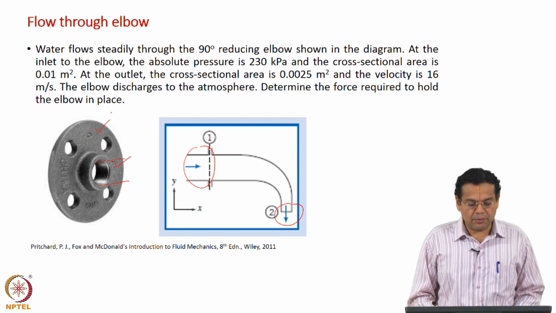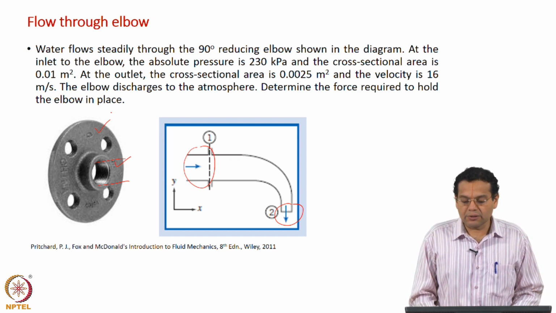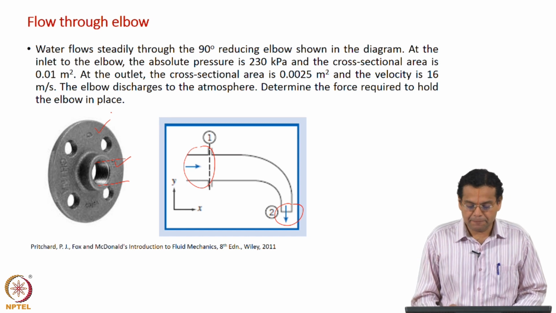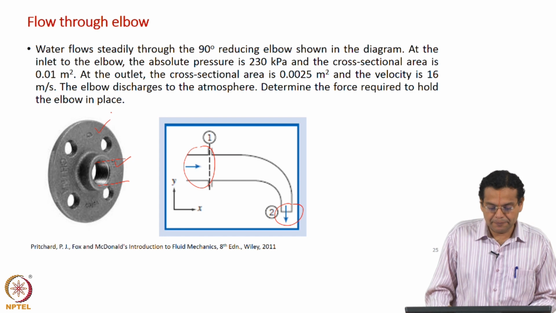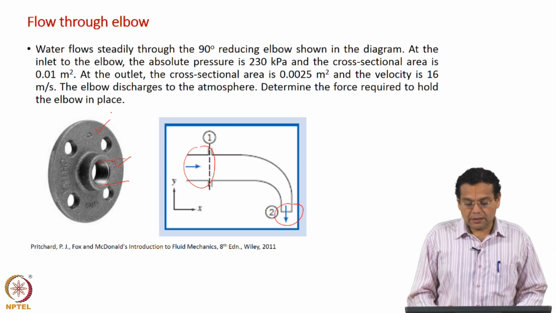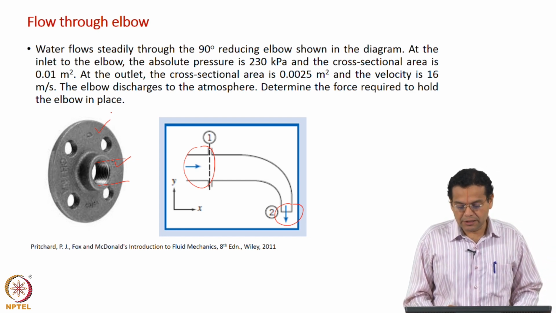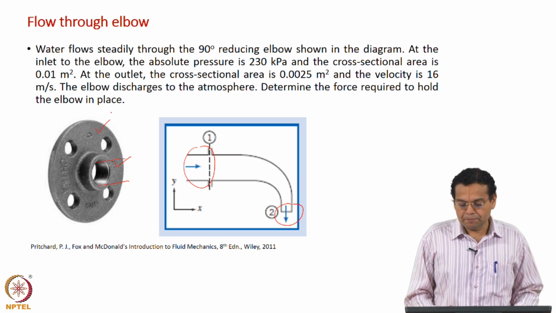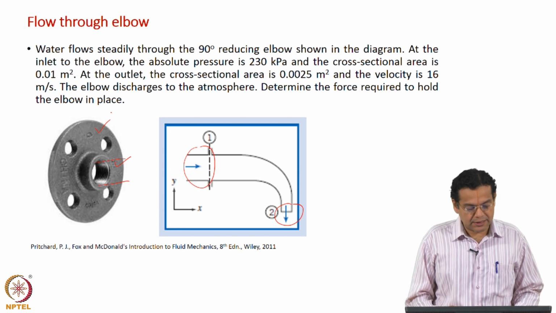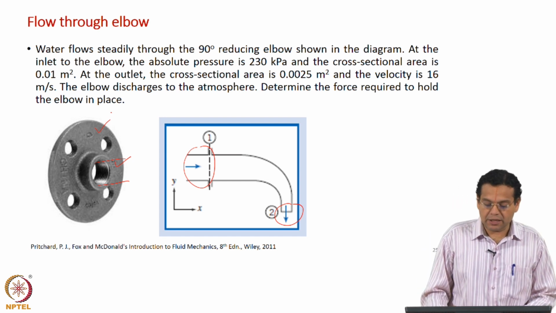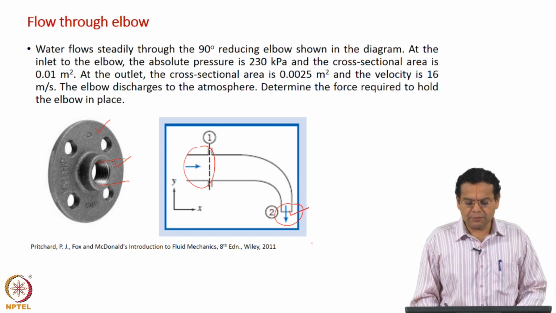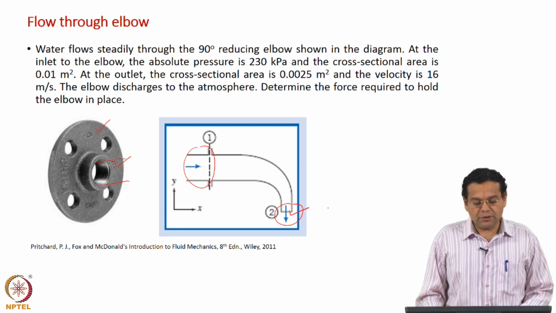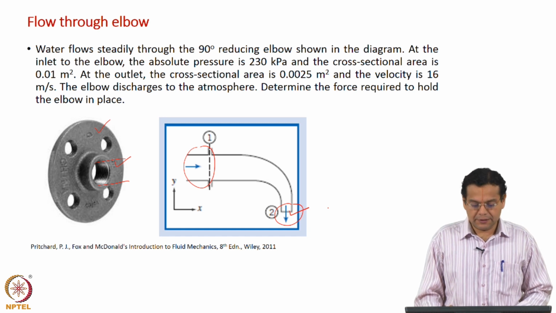At the inlet of the elbow, the absolute pressure is 230 kilopascal. So, it is a different pressure, not atmospheric pressure. The cross section area is 0.01 meter squared. At the outlet, the cross section area is much smaller, it is 0.0025 meter squared, and the velocity is 16 meters per second. It is a high velocity there. The elbow discharges to the atmosphere. So, the pressure here at the outlet is atmospheric. We are asked to determine the force required to hold the elbow in place.